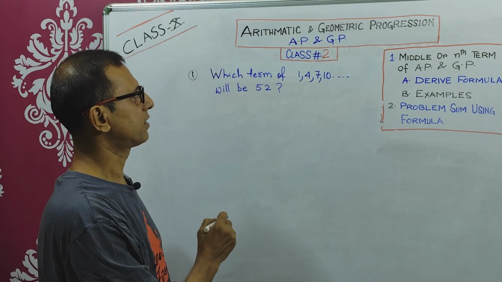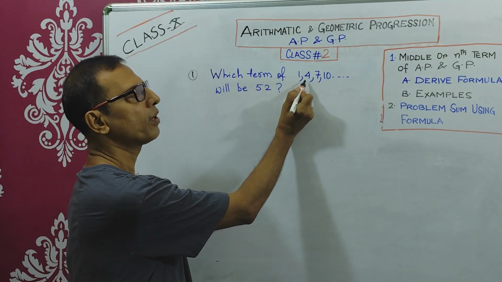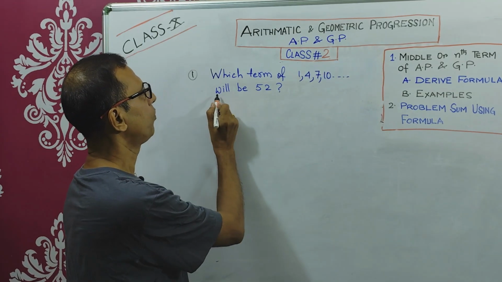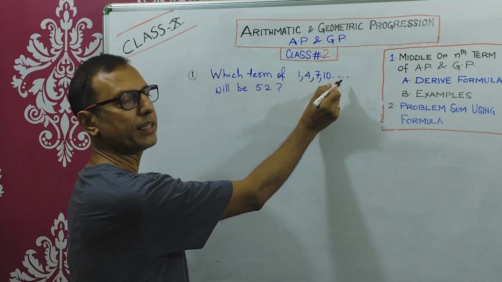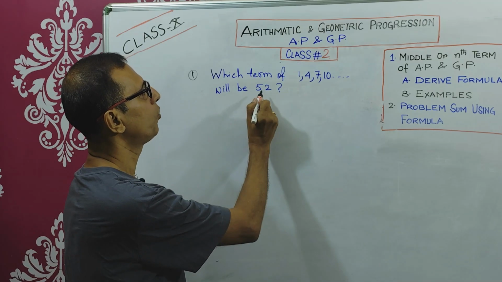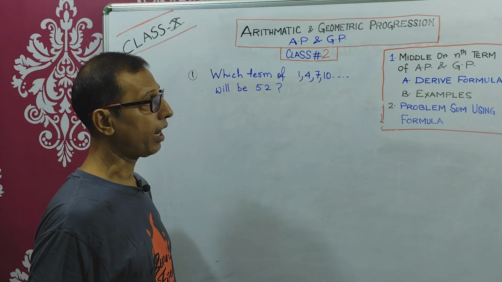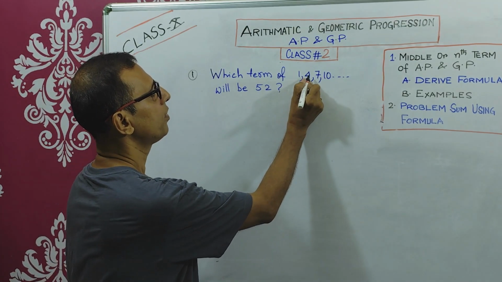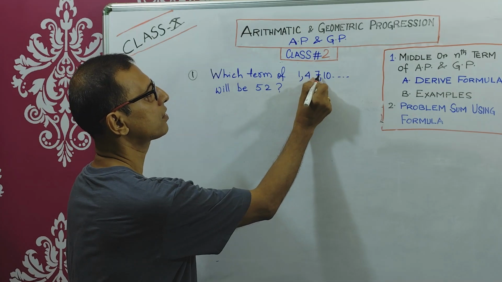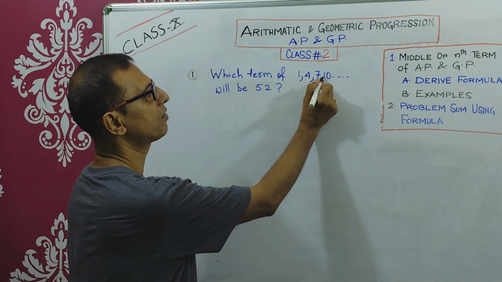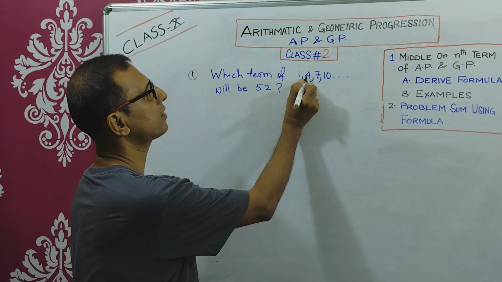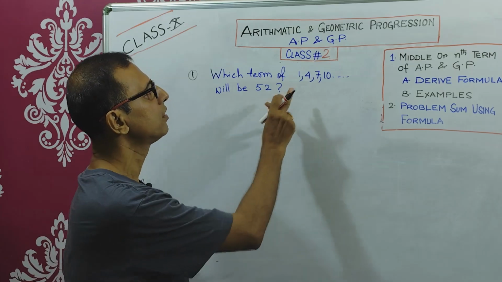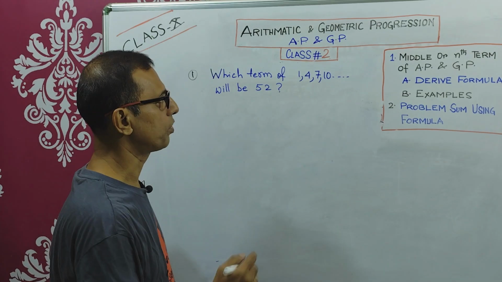Let's say there is a simple example. Which term of the pattern 1, 4, 7, 10 and so on will be 52? Which term of this series or this pattern will be 52? Now what did I say? I said first you find out whether it's an AP or GP. So you can see 4 minus 1 is 3, 7 minus 4 is 3, 10 minus 7 is 3. That means everywhere the successor minus predecessor, the difference between two consecutive terms, is equal. That means it is an arithmetic progression with a common difference.